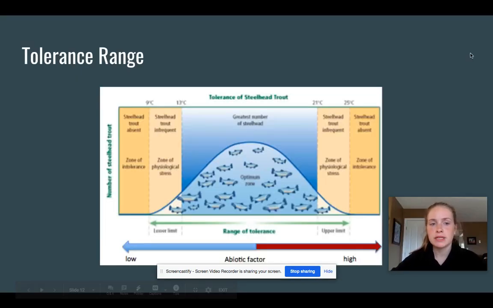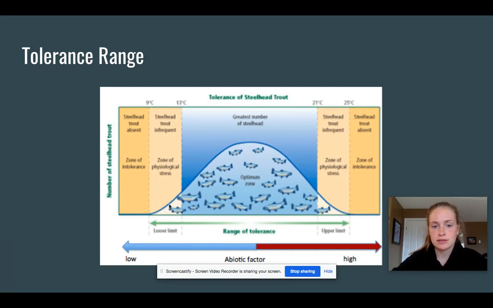In this example, we can see the tolerance range of steelhead trout. And if we look over here, the lower limit is anywhere between 13 degrees Celsius and 9 degrees Celsius. So as it gets colder from 13 to 9 degrees Celsius, there are less and less fish, and this is because they're less healthy, they're not reproducing as much, they're not growing as much. And then anywhere below 9 degrees Celsius, there's actually 0 trout.